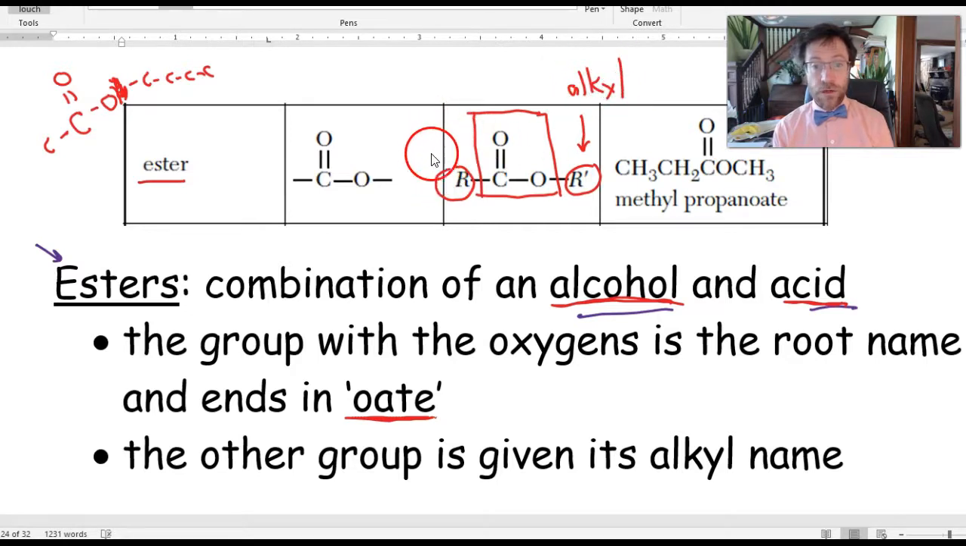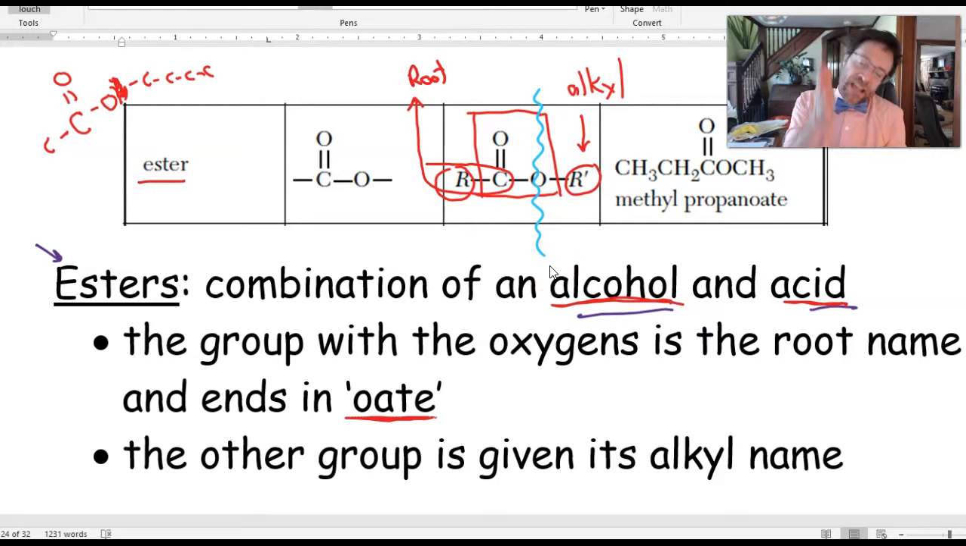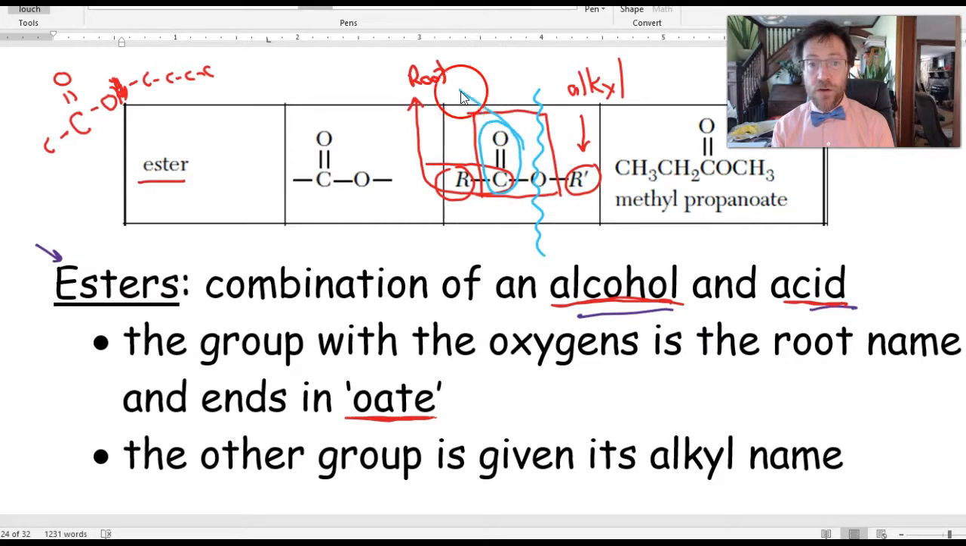So this is your root, and this is the alkyl. I said the group with the oxygens. The way you can tell which is the root and which is the alkyl group is you take that oxygen right there and cut this thing right down the oxygen, because that's a nice middle indicator. Look on one side, look on the other. The side that has the double bonded oxygen, that's how you know it's the root name. Got it? We'll do this a couple times. I think it'll make a little more sense to you.